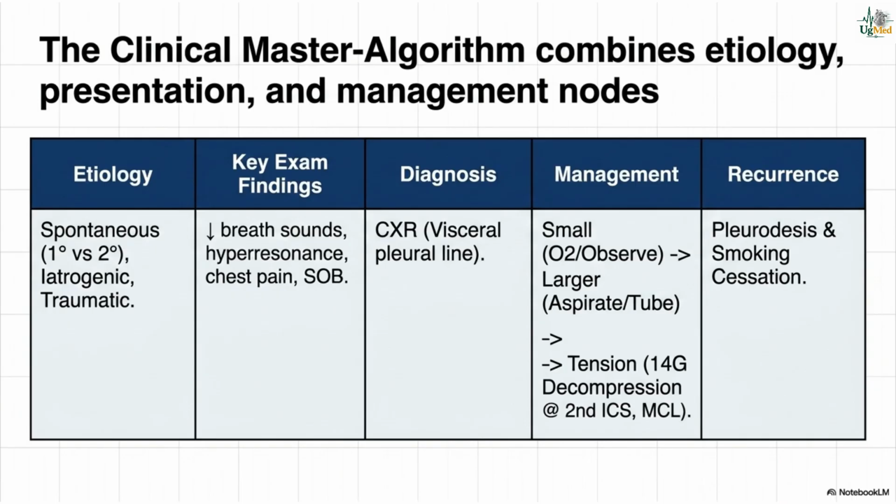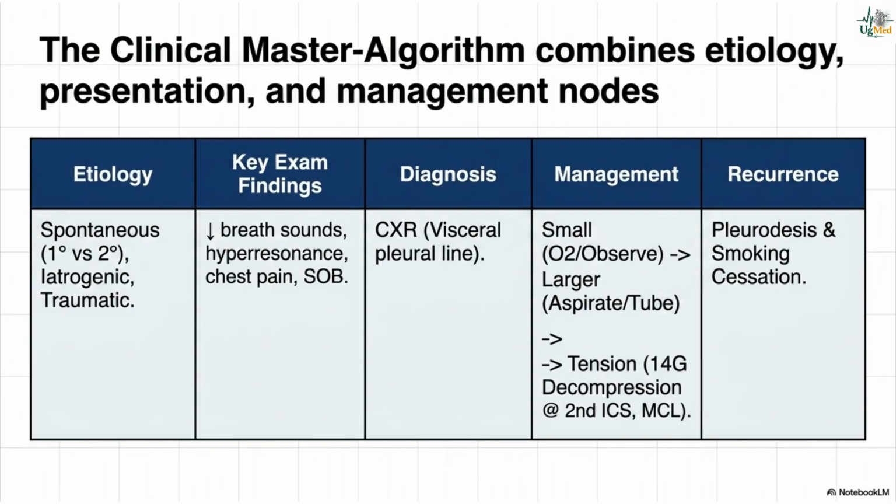Let's conclude with the clinical master algorithm. Start with the etiology: spontaneous, iatrogenic, or traumatic. Assess the key examination findings, particularly shortness of breath, hyperresonance, and unilateral chest pain. Confirm the diagnosis using the visceral pleural line on chest radiography.